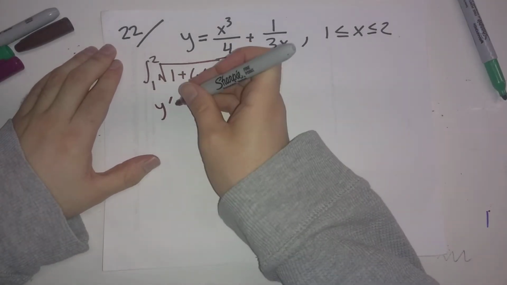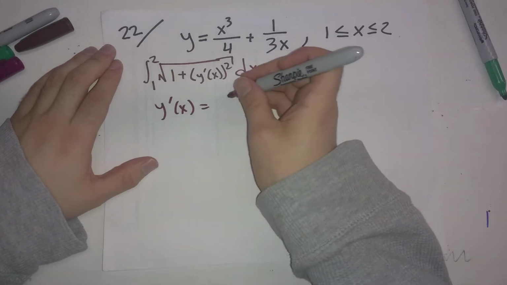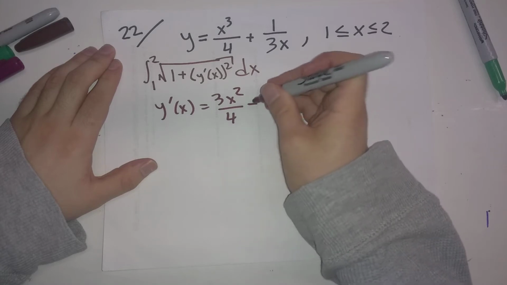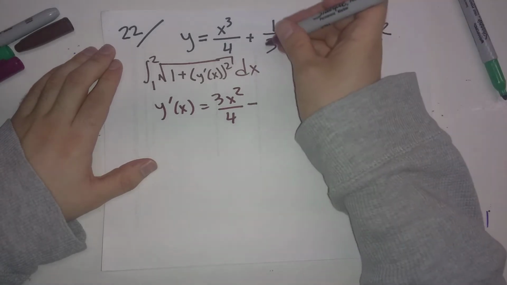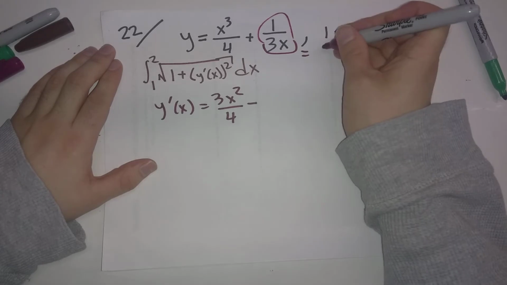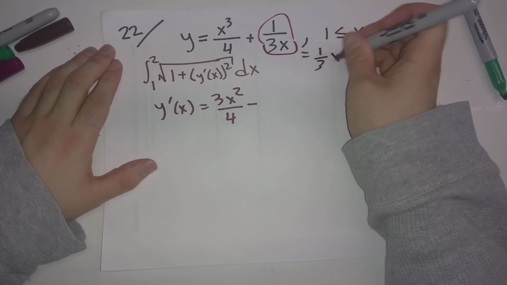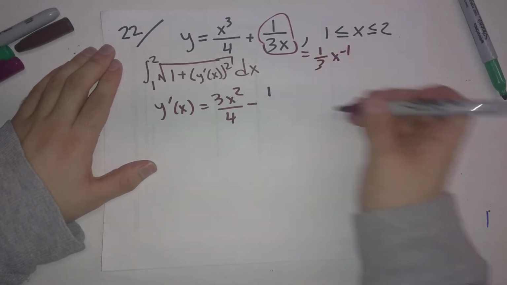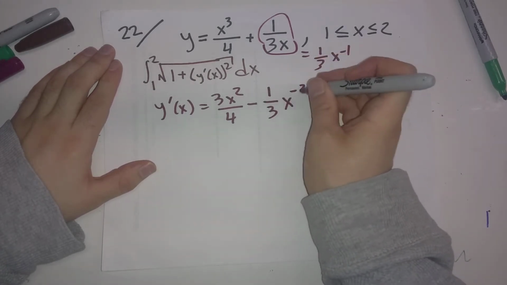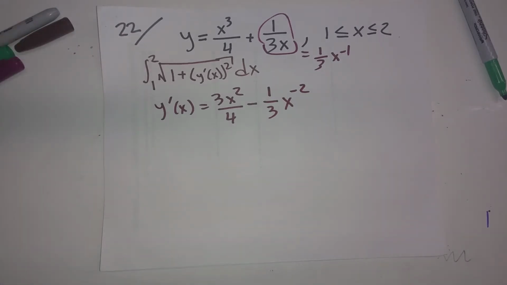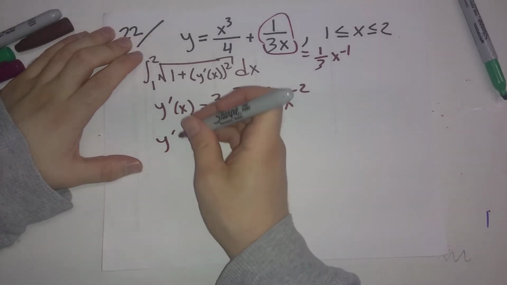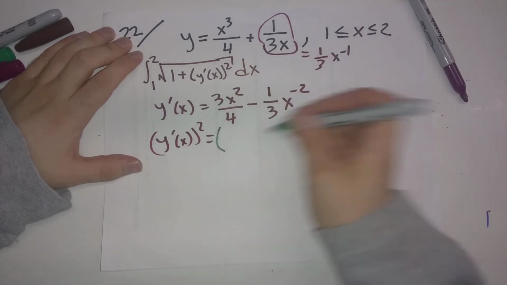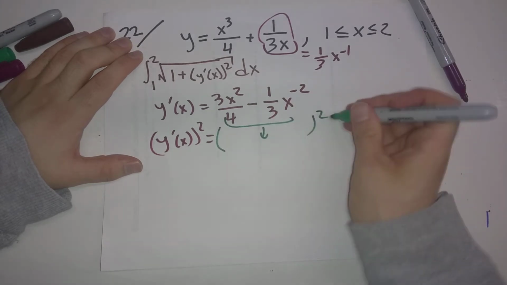So y prime of x is going to be 3x squared over 4. The derivative of 1 over 3x, this is equal to 1/3 x to the minus 1. So the derivative of this is minus 1/3 x to the minus 2. Okay, so that's y prime of x. Let's square it. So it's going to be all of this squared.